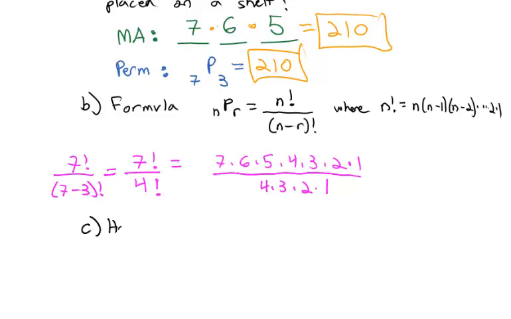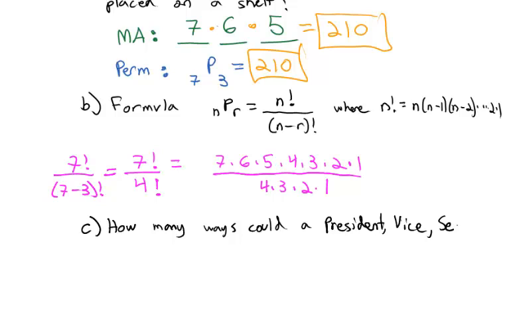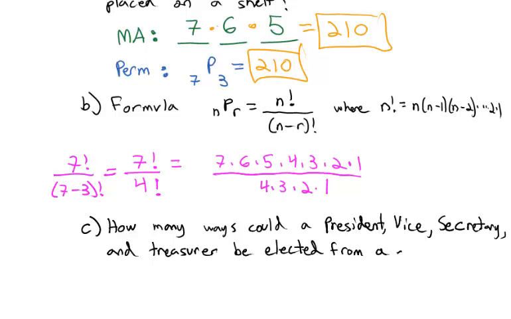Let's say, how many ways could a president, a vice president, secretary, and treasurer be elected from a club with 12 members?